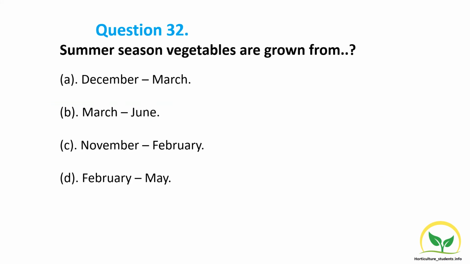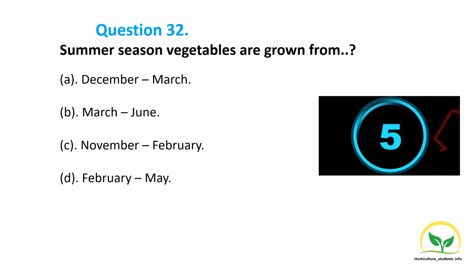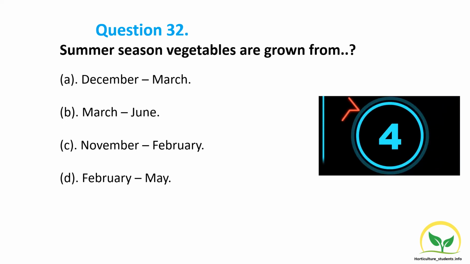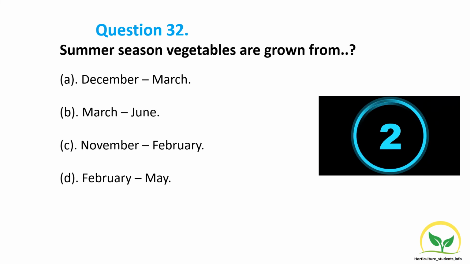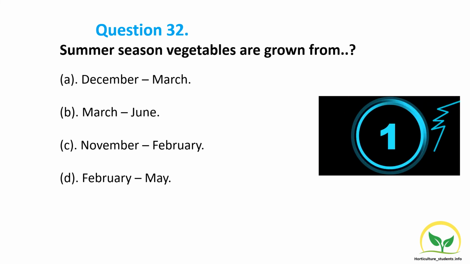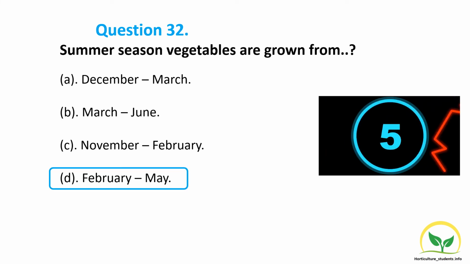Question 32. Summer season vegetables are grown from: A. December to March, B. March to June, C. November to February, D. February to May. Answer: D. February to May.